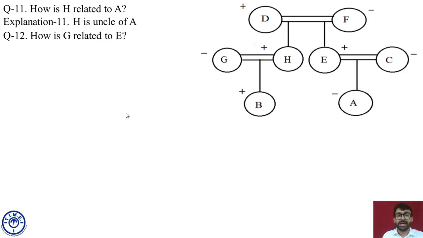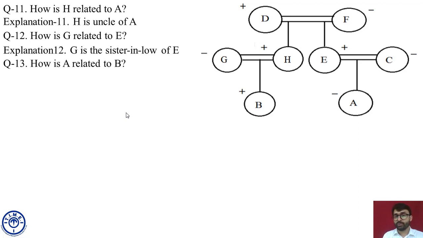Question number 12. How is G related to E? The relation of G is asked with E, so we have to focus on that particular part. G is a female, and G's husband is H. And H's brother is E. That means H and E are brothers, and H's wife is G. That means G is sister-in-law of E. The question is not asking how E is related to G. The question is asking how G is related to E. So G is sister-in-law of E. Let's move ahead.